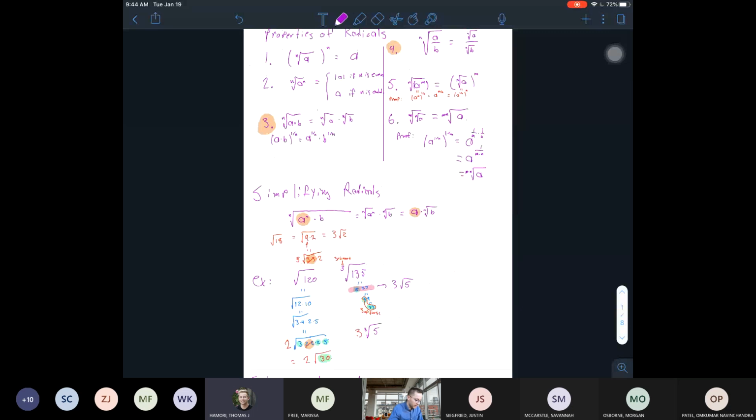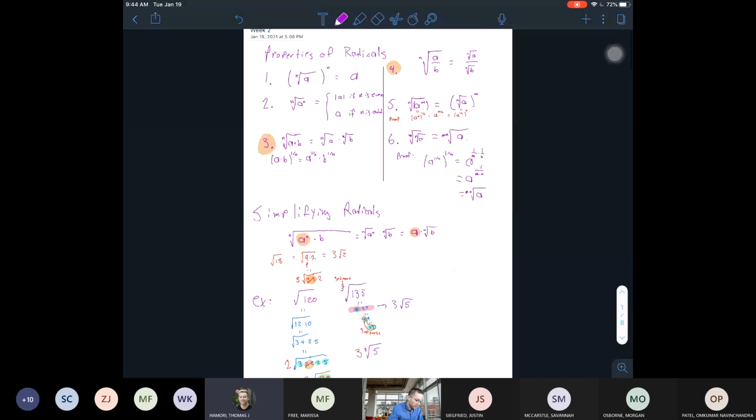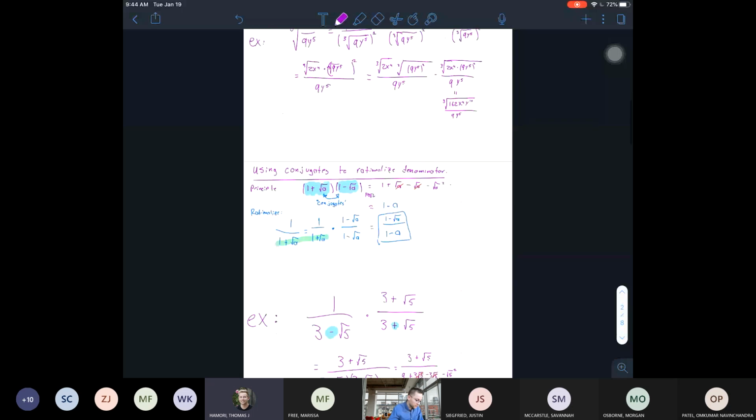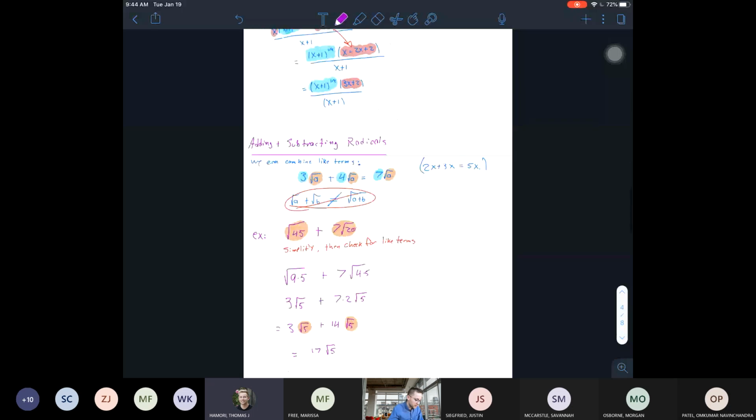We learned about simplifying radicals in the case of square roots and nth roots. And we learned all these properties of radicals here at the top, the most important of which were 3 and 4. So that's what we've done today.